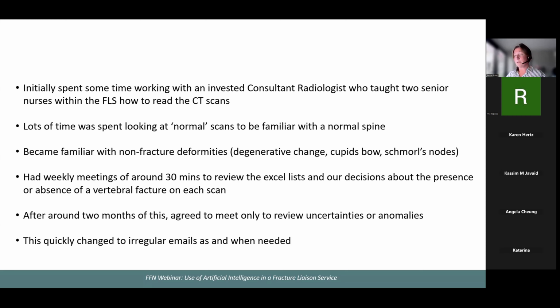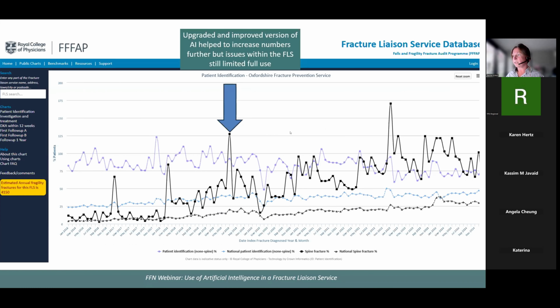And around 2 months of this, we agreed that actually we would just meet less frequently and go over the cases that we were unsure about. And actually, with experience, this quickly changed to just irregular emails as and when we needed. So that had a really good effect on how we were able to identify vertebral fractures within the Oxford FLS, but we still needed to do more because it was still a very work-heavy model.